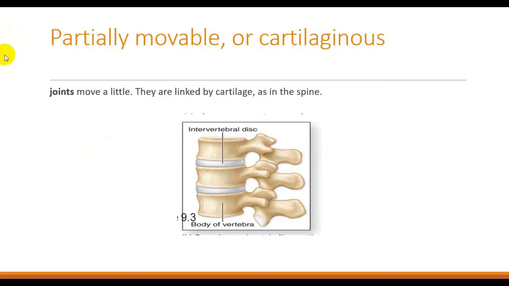The second kind is partially movable or cartilaginous joints. These are slightly movable. It means we can move that kind of joints a little. For example, the joints of our vertebrae, or the bones that we have in our backbone, and they are linked with each other with the help of cartilage.